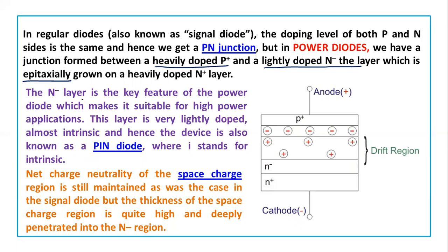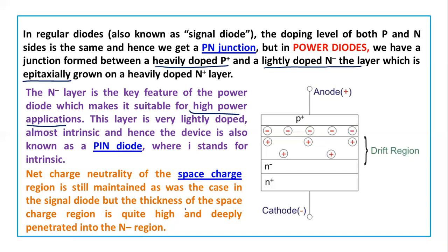What I have explained, I have written again here. You can write down the notes also. The N minus layer is the key feature of the power diode, which makes it suitable for high power applications. This layer is very lightly doped, almost intrinsic, and hence the device is also known as a PIN diode, where I stands for intrinsic. The net charge neutrality of the space charge region is still maintained, as was the case in the signal diode.